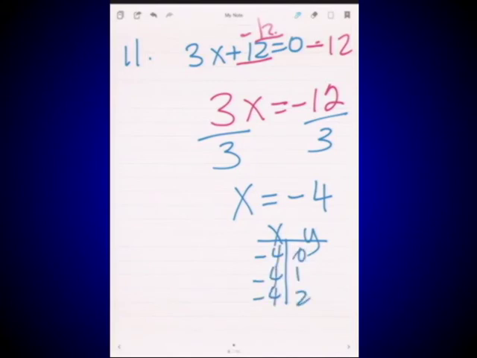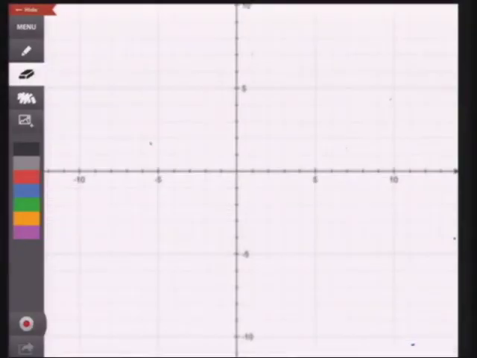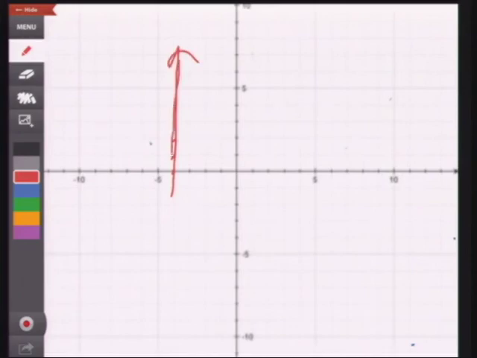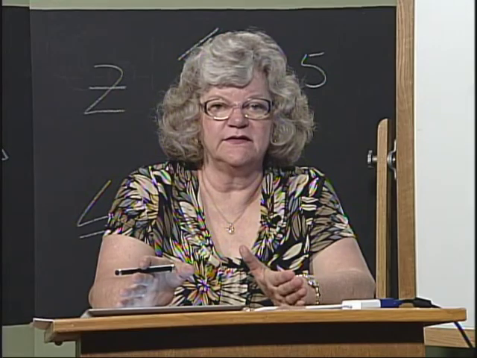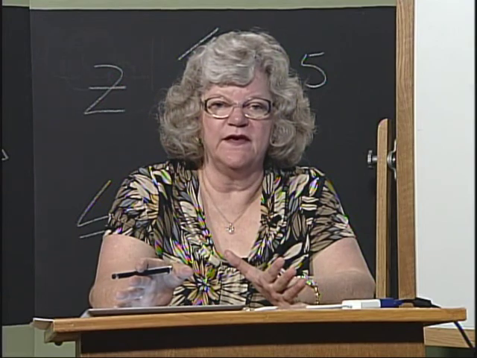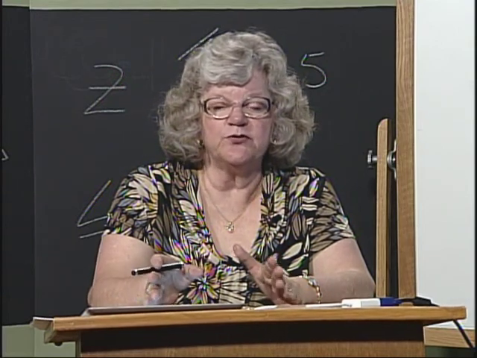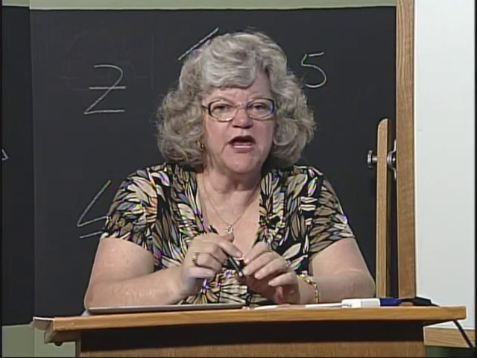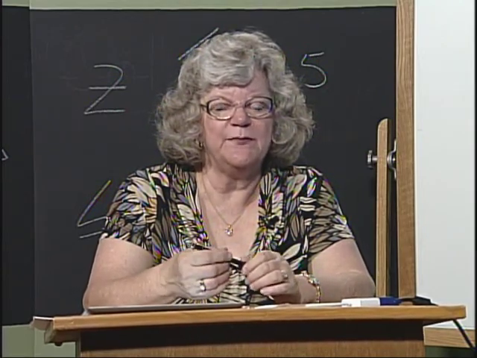So going back to our graph paper, we're going to do negative 4, 0. Negative 4, 1, negative 4, 2, so forth. And we have a vertical line. Now some of you will get to the point where you can just walk up and graph a vertical line or a horizontal line. You won't have to make the chart or anything. But on a test when you're under pressure, you might like to make the chart just to check behind yourself and make sure you didn't think backwards.